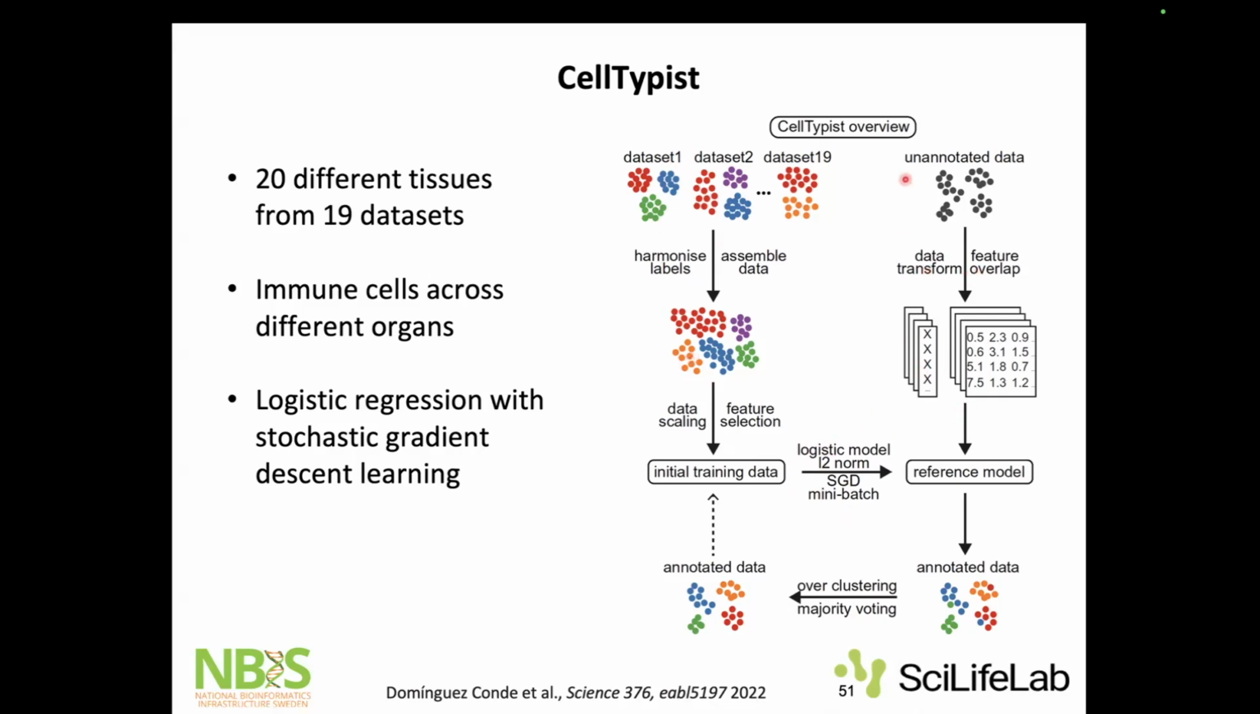When we have unannotated data, we transform the data, normalize it as needed, and then run it through the model. We get an annotation per cell. And then they use very high resolution clustering and then majority voting per group to assign a label per cell population.